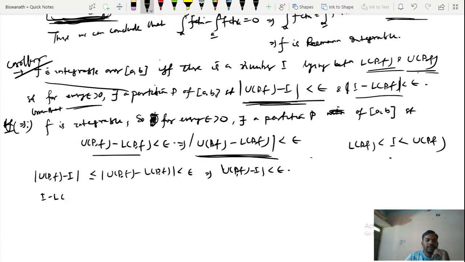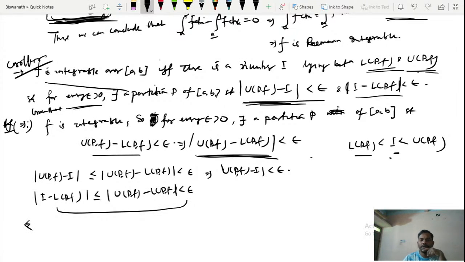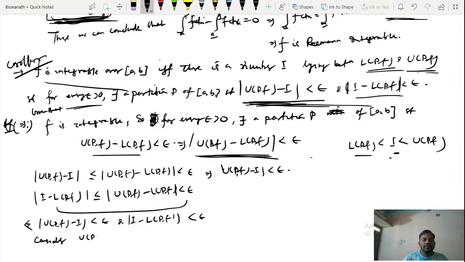Similarly, I minus L(P,f): since this is I and this is L(P,f), I minus L(P,f) is less than U(P,f) minus L(P,f), which is less than epsilon. So this thing holds. Now for the reverse way, this is given: the modulus of U(P,f) minus I is less than epsilon, and I minus L(P,f) is less than epsilon. If we add these two, or consider the mod of U(P,f) minus L(P,f), and this mod is less than epsilon, then f is integrable by our previous theorem.